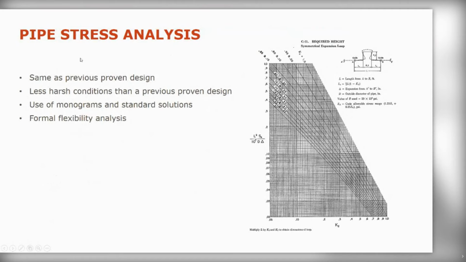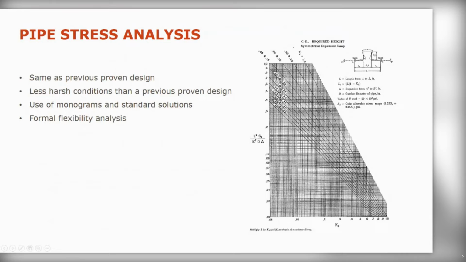Right, so then we go to a point of, okay, if the code says we need to do pipe stress analysis, what does that mean? Well, as we said, for the same or a previously proven design, we can just have a review, decide that nothing is worse off, everything is the same or better, and therefore we can just pass it by inspection. That's option one, that's easy. We can sometimes use nomograms and standard solutions. So here's an example, I'll show you another one.